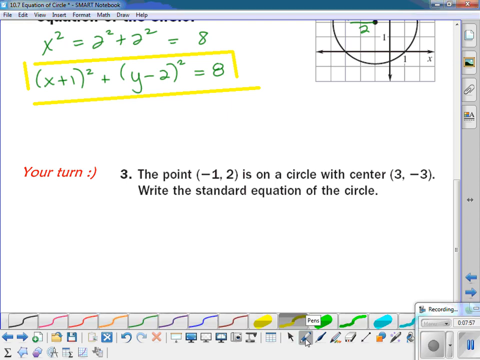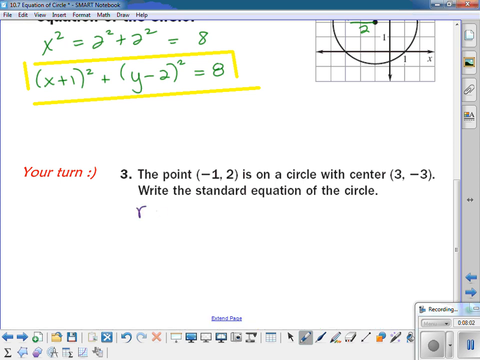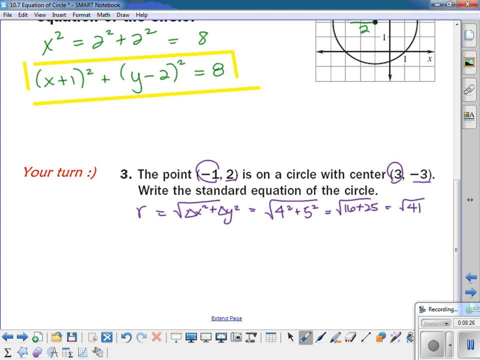Okay, so to find the radius, we're using the distance formula. So it's the change in x squared plus the change in y squared. So when I went from negative 1 to 3, how far did I go? I went like 4 units. Then when I went from 2 to negative 3, I went 5 units. So 4 squared plus 5 squared is 16 plus 25, which is, we end up with the square root of 41.